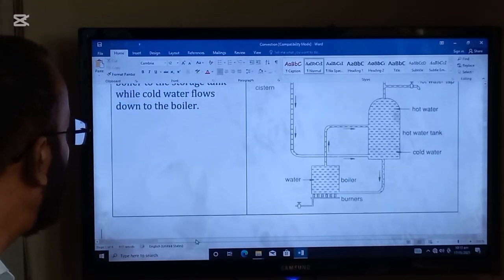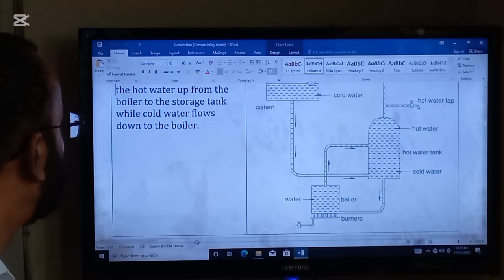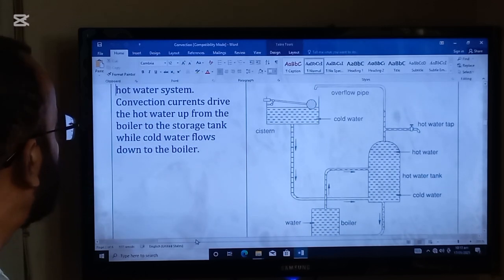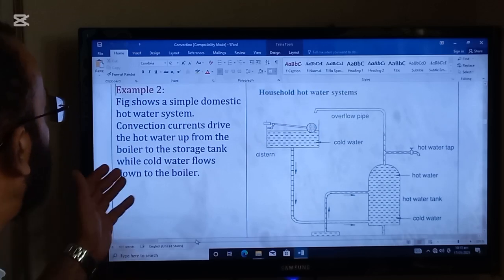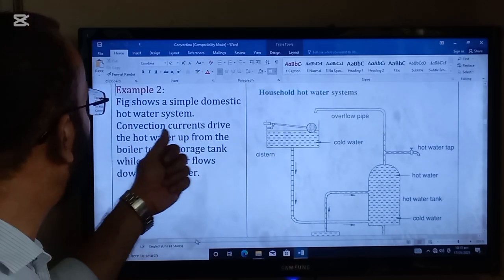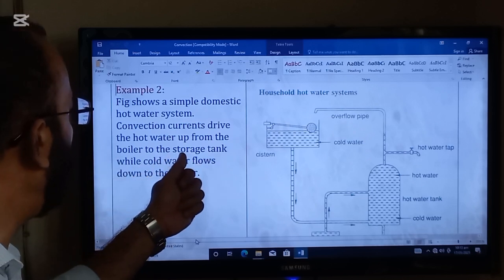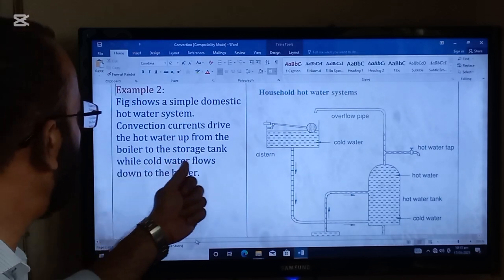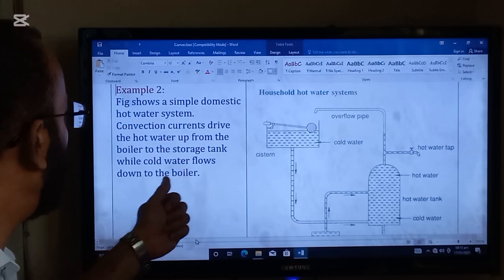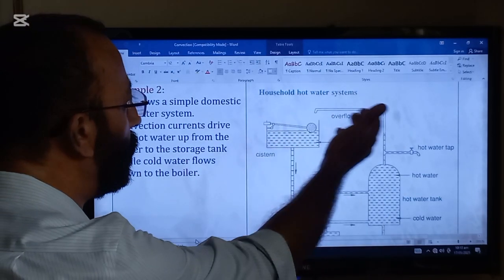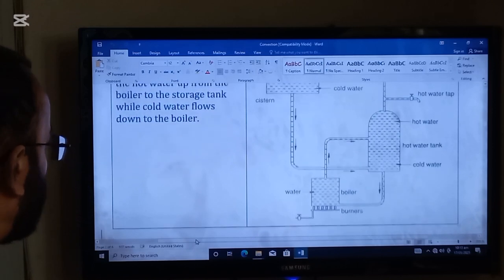And now we are going to read some examples. Convection current drives. The figure shows a simple domestic hot water system. Convection current drives the hot water up from the boiler to the storage tank, while colder water flows down to the boiler. So this is the simple household hot water system.